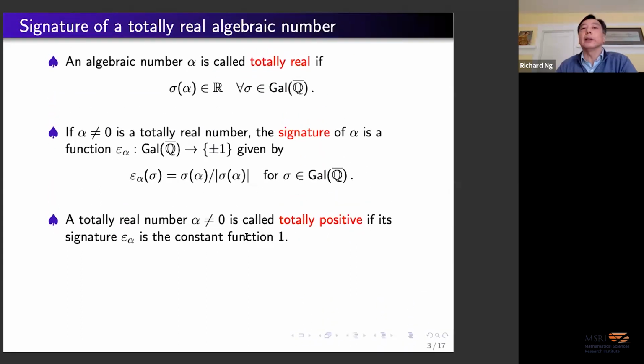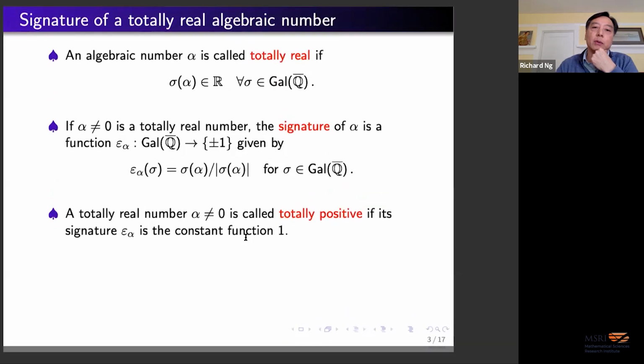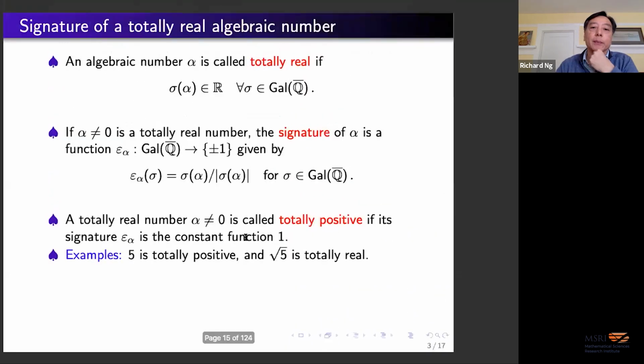So basically, we're using this signature to define the invariant for any fusion category. Let me just give you some example, which is trivial enough so that we don't need to explain a lot. 5 is totally positive. No matter what Galois conjugate of 5 is still 5, so it's always totally positive.